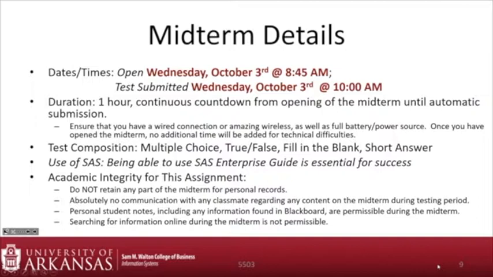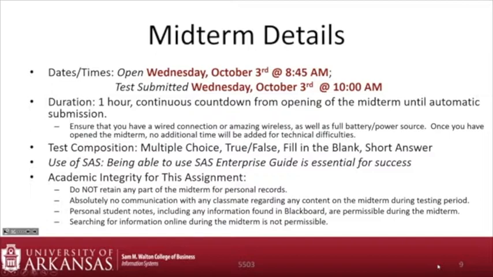Test composition, they're going to be a lot like your quizzes. Multiple choice, true, false, fill in the blank, short answer. Mostly covering concepts. There will be some questions about SAS. I decided not to have you actually use SAS for the exam. That's what I did last year. It blew up in my face. Students didn't really like it. There were lots of complaints.